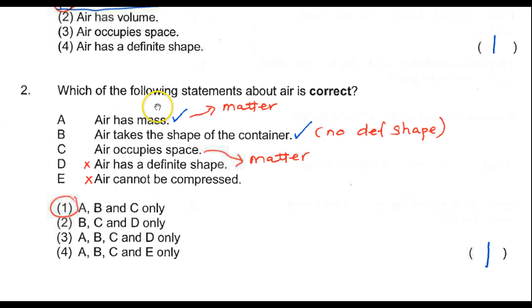Next, which of the following statements about air is correct? Air has mass, referring to the definition of matter, and this one, air takes up the shape of the containers. Okay, that leads us to the properties of air, that air has no definite shape. This says air occupies space, it refers to air as matter. Now this is not correct about air, and this is not correct about air. Therefore, A, B, C, answer 1, which is the correct statements about air.